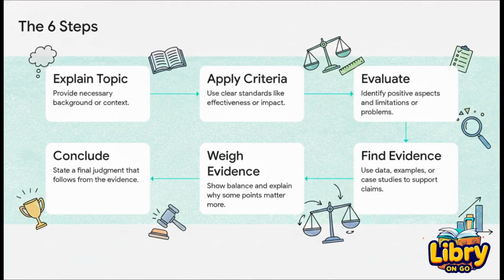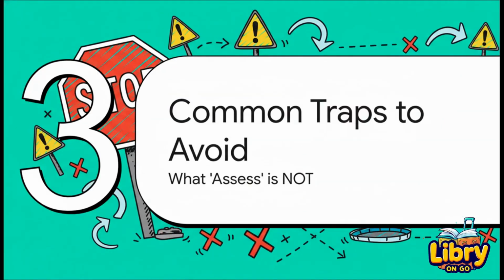Step 1, briefly explain the topic, just to set the scene. 2, apply clear criteria. Like, how are you going to judge this thing? By its effectiveness, its impact? Step 3, evaluate its strengths and its weaknesses. 4, support every single claim you make with evidence, data, examples, sources. 5, you got to weigh that evidence, because not all points are created equal. And finally, step 6, reach a justified conclusion. That's your final verdict.